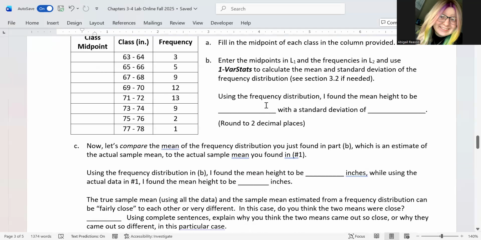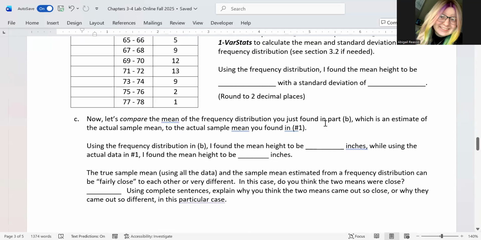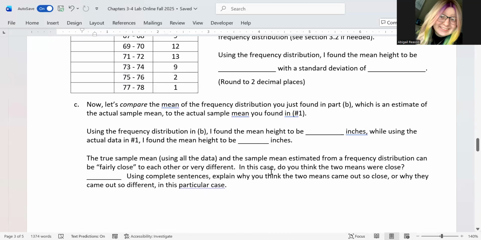And then once you find those 2 values, specifically, you're going to be comparing the mean height from what you just found based off of the distribution and what you found from number 1 from the raw data. Okay. And if they were close, you can say yes or no, and then explain in a complete sentence or sentences, sorry, why they are or are not close.